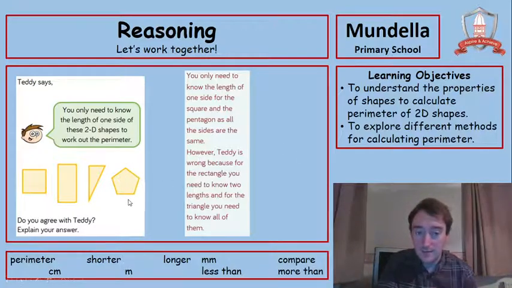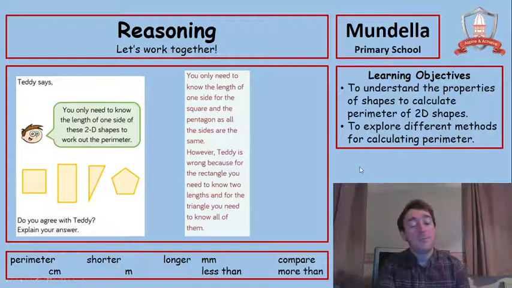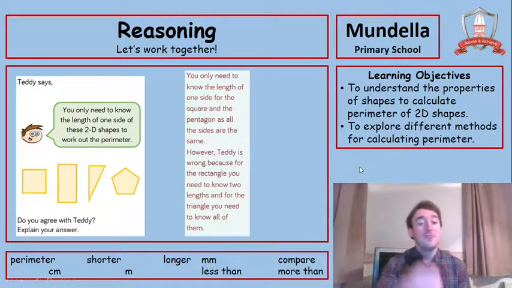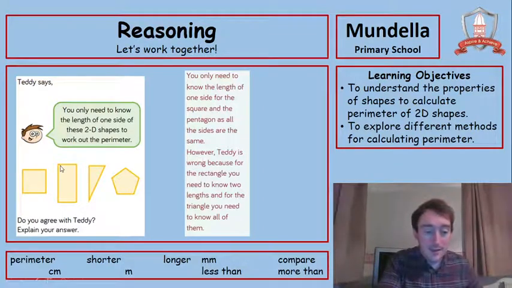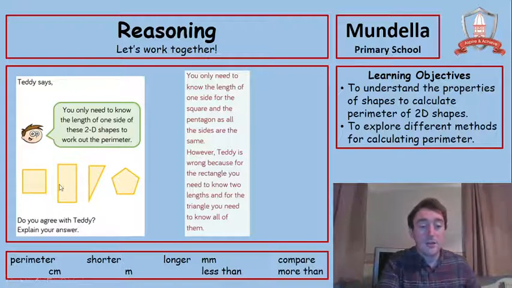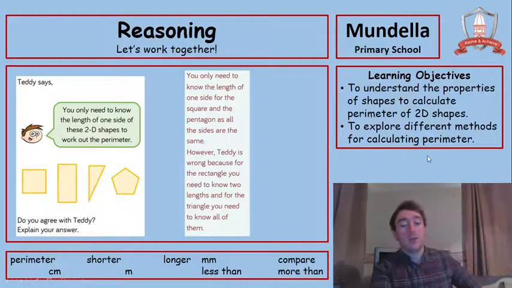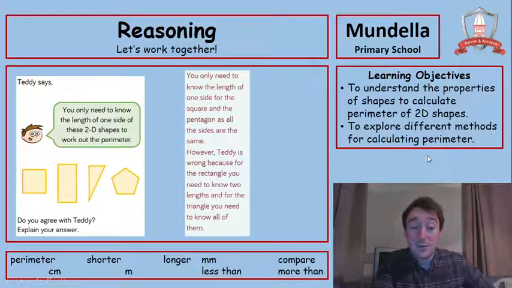Okay, in this case. However, Teddy is wrong, because for the rectangle, you need to know 2 lengths, don't you? Because this length is different from this one, even though the opposites are the same. Okay, for the triangle, you need to know all of them, because all of these lengths are different.